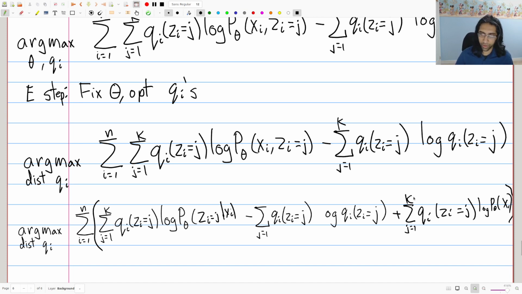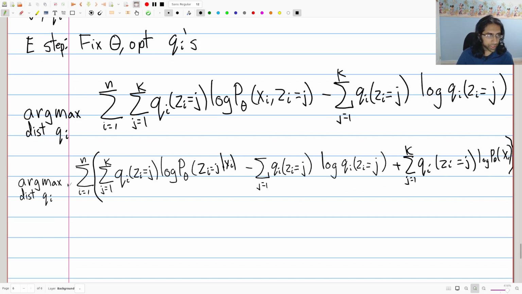Okay, what's the key thing to note about this term at the end? The key thing is that it doesn't really show up in this optimization, because it's just some constant which doesn't depend on these QIs. You can pull this out of the summation, and since QI is a distribution, this summation will just become 1. So it's just 1, and then this is a constant, so it doesn't show up in our argmax and is not relevant to our optimization. So we can just ignore this entire term. We're going to drop that term.